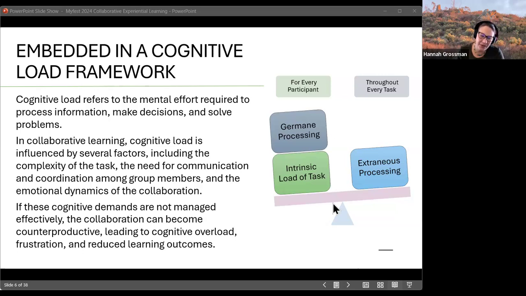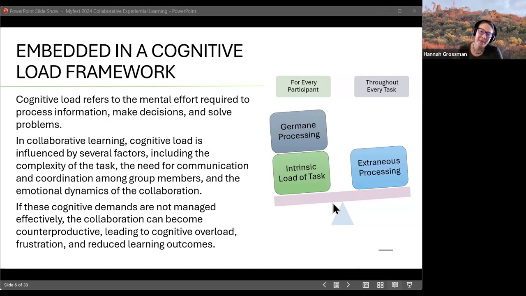Now that gets even more complex and even more complicated when you add in a collaborative idea to cognitive load, because then it's not just, hey, the intrinsic load of the task, but also the intrinsic load of the communication around the task, the coordination necessary to getting group members sharing and communicating about what they're doing, the comparing and contrasting different ideas, even the emotional dynamics of the learning.